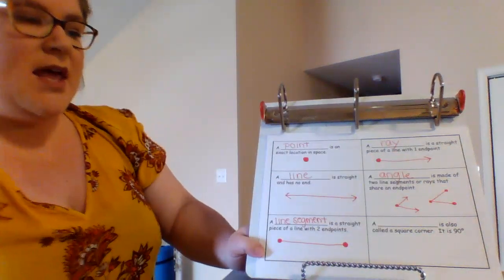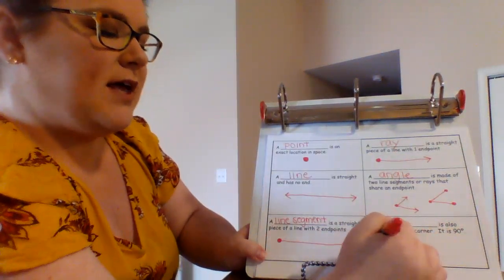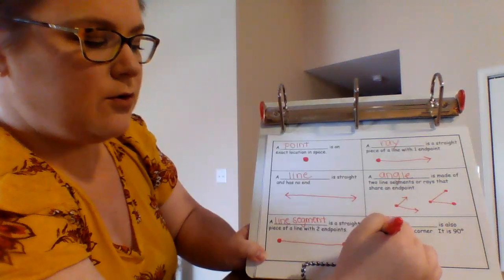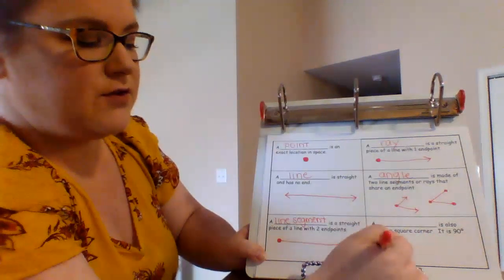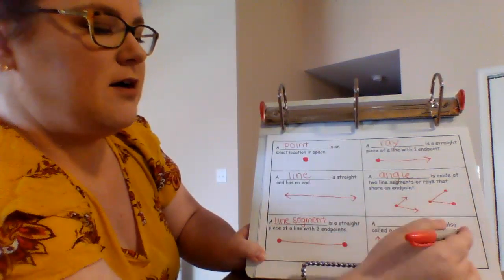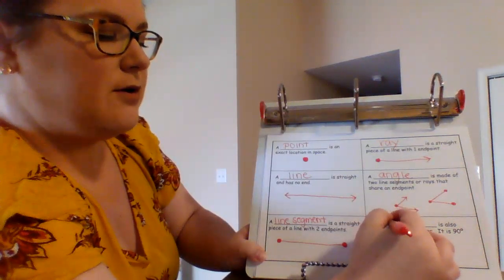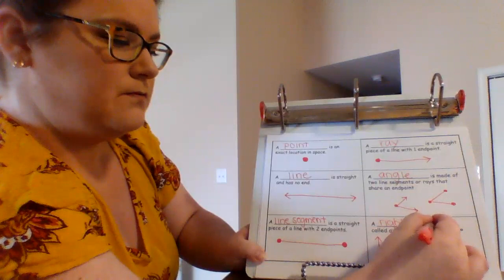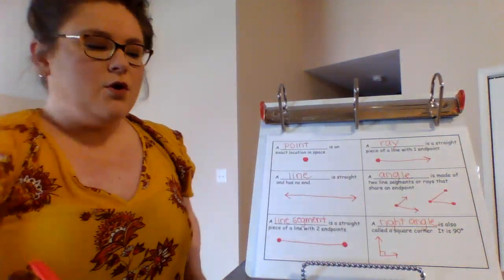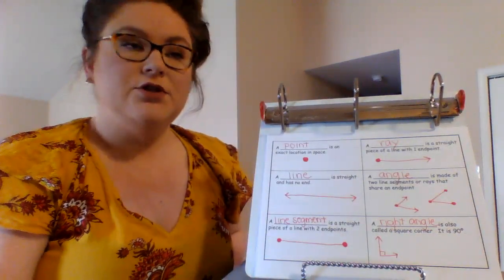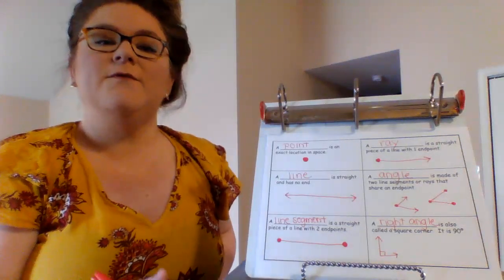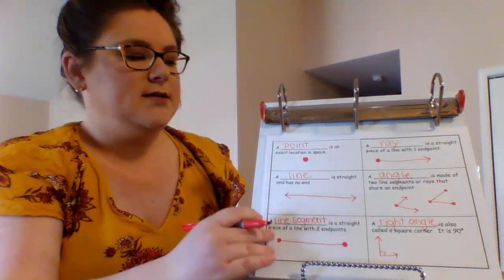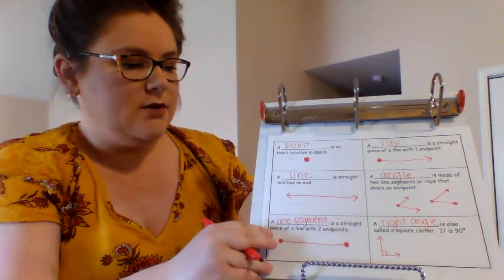Okay? And what is called a square corner? And that looks like an L. That is 90 degrees. That is our right angle. Okay? So we start with all those vocabulary terms, then when we put them together, we can form things like lines and line segments and angles.